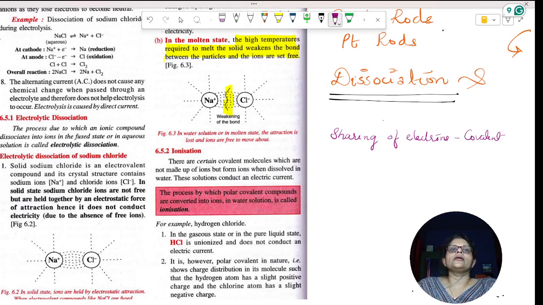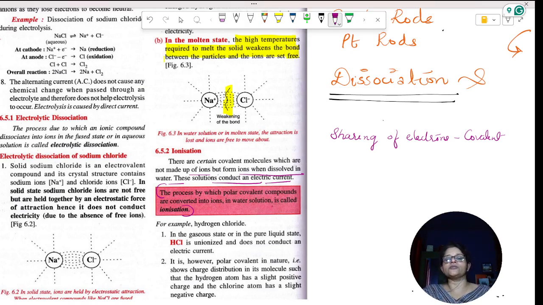Okay. So what happens here? There are certain covalent molecules which are not made of ions, but when dissolved in water, these solutions conduct electricity. So when it dissolves in water, ions are formed and it conducts electricity. The process by which the covalent compounds are converted into ions in water solution is called ionization.